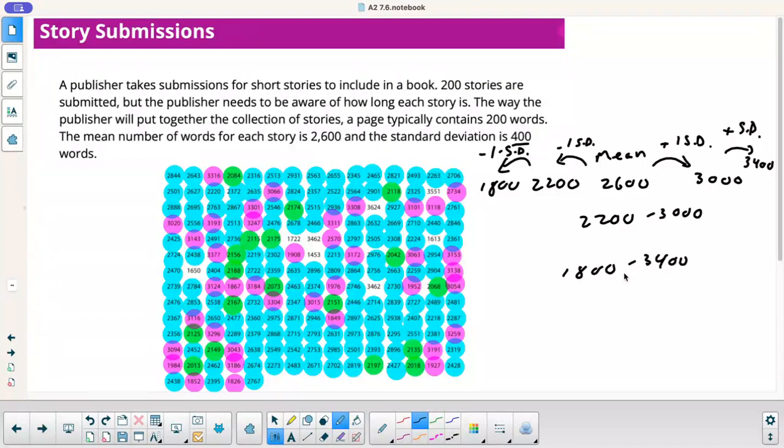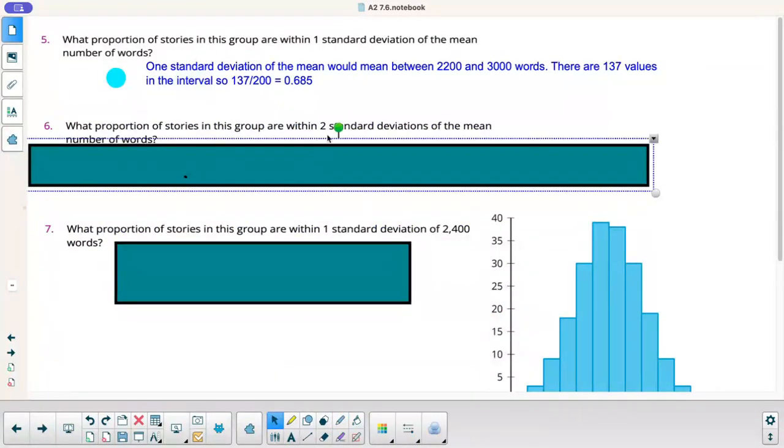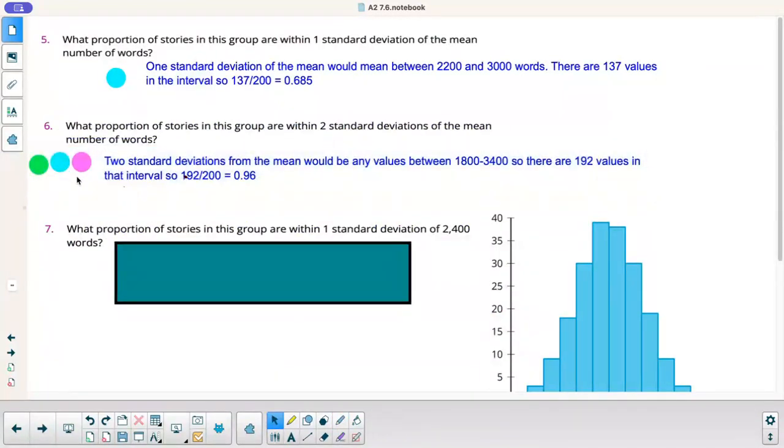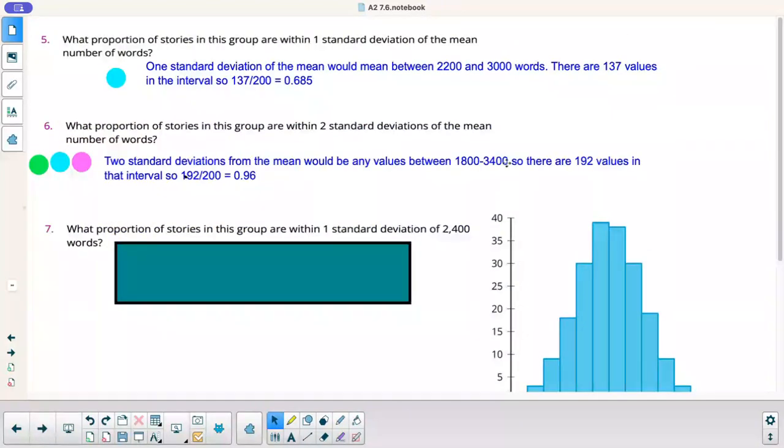So basically what I did was the green ones were, let me go back. I think it was all the blue, green, and pink ones. If I take a look at my color code here. So yeah, the blue, green, and pink are the 2 standard deviations. So if I go back and count all these up, pause the video, I think I'm going to end up with 192 values in that interval. So that'd be 192 over 200, which is 0.96. Okay.